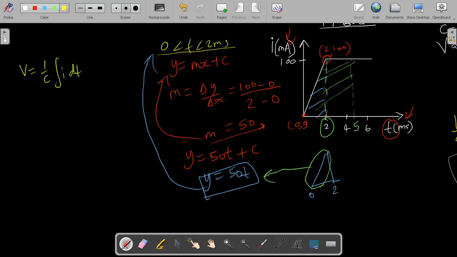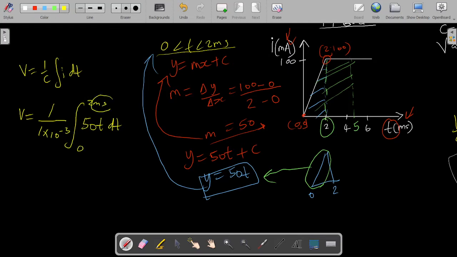And we were told that the capacitor is a 1 millifarad capacitor. So that would be this. Milli is 10 to the power minus 3. And in the place of I, you'd put the formula of your current within that region. So we're dealing with this region currently, and within that region, our formula is 50t. Then we're going to find the integral of that between 0 and 2 milliseconds.